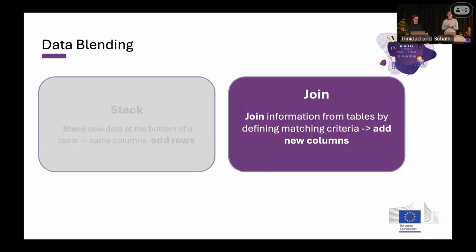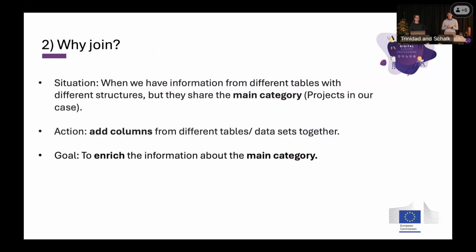Exactly. Okay, so big picture, data blending, there are two main concepts to understand. We spoke about stacking. Now let's get to the next one, joining. Joining is when we want to add information, but we're not stacking the tables. We're going to add it basically by adding columns. That's the basic concept.